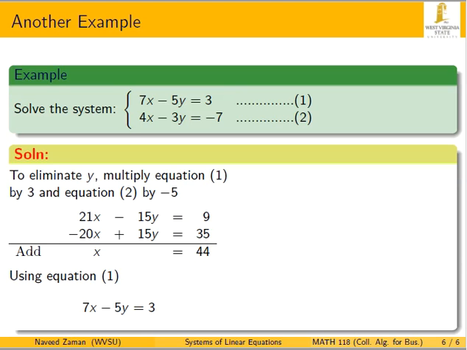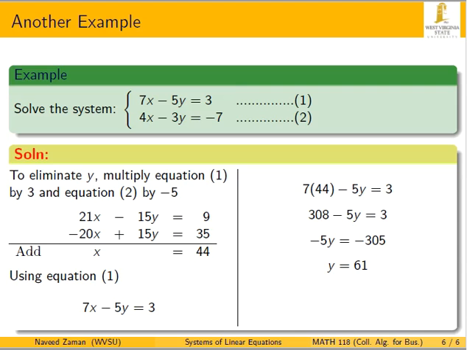We plug this value of x in any one of the equations. Let's just use the first equation. Replace x by 44 and solve for y to get y to be 61. So the solution of this system is 44, 61, or x equals 44 and y equals 61.